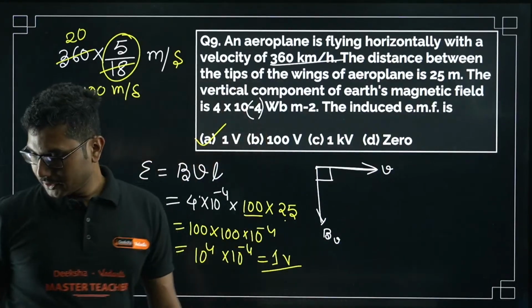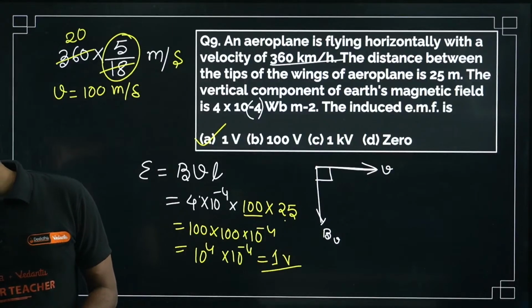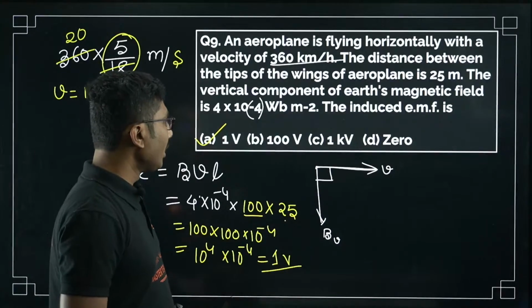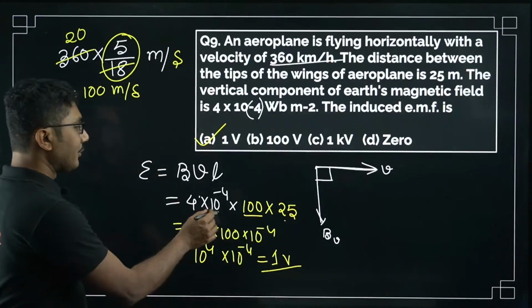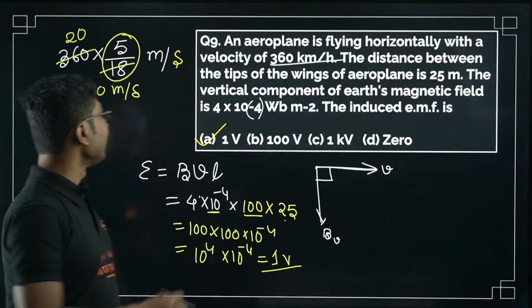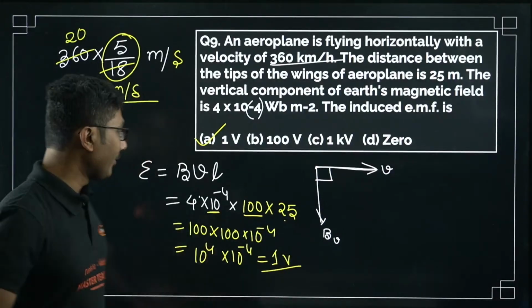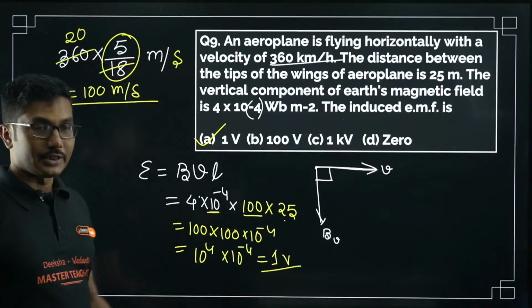Okay. Shagupta was correct. Chandan was correct. Vishwanath, you have to improve. You have to see that there is a 10 to the power of -4 here. So only converting velocity will not do. You have to apply BVL to solve it, right?